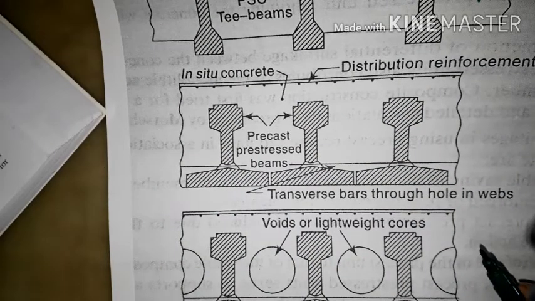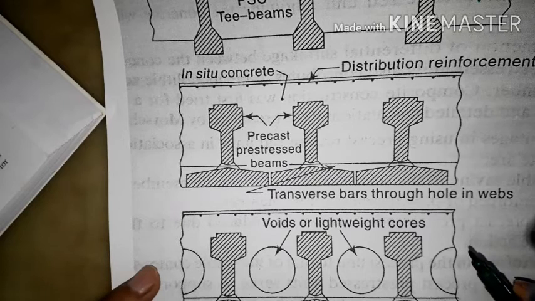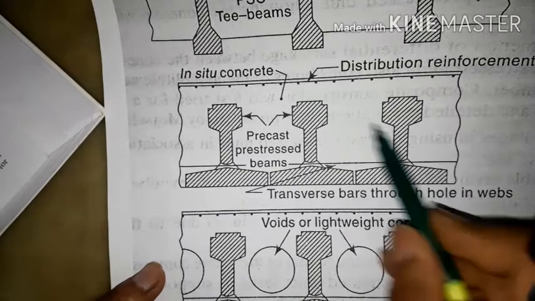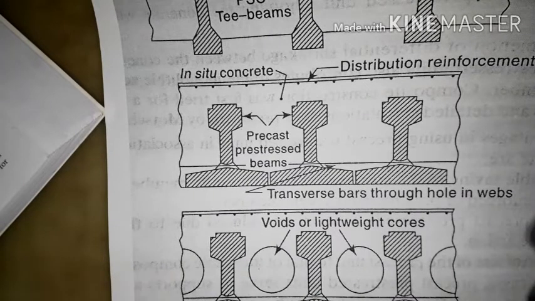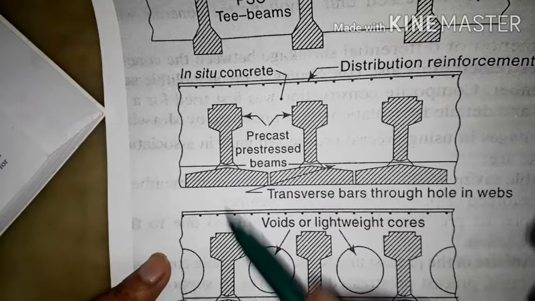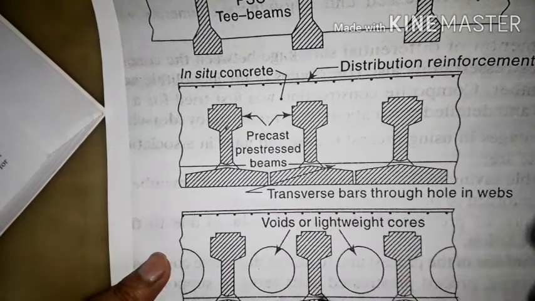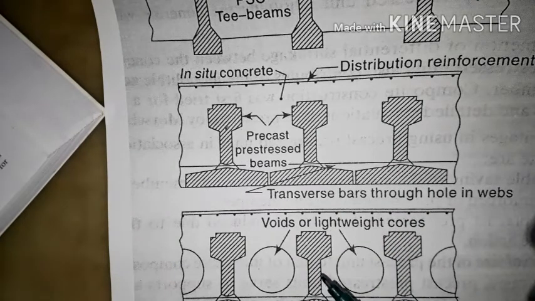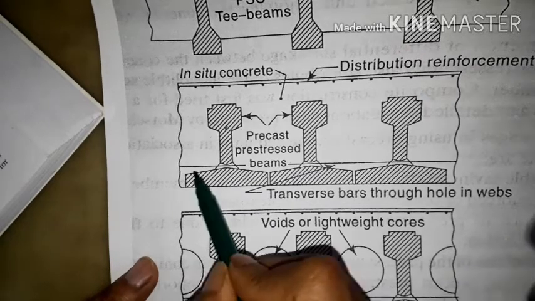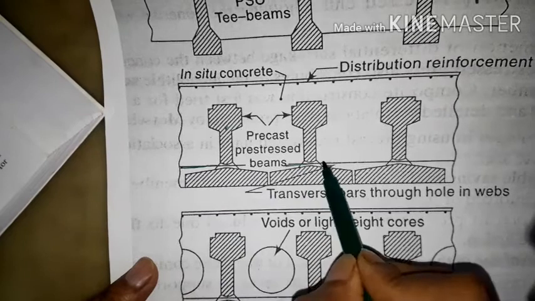Generally, precast pre-stressed inverted T beams are preferred. This type of construction is widely used in the construction of bridge decks, and transverse pre-stressing is also used to develop monolithic action.